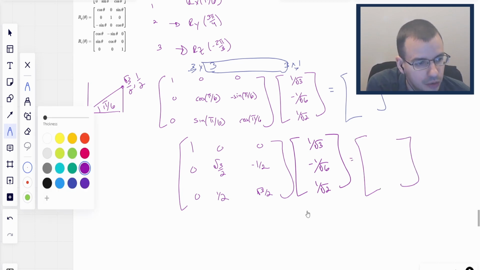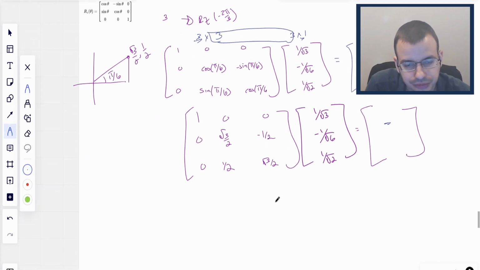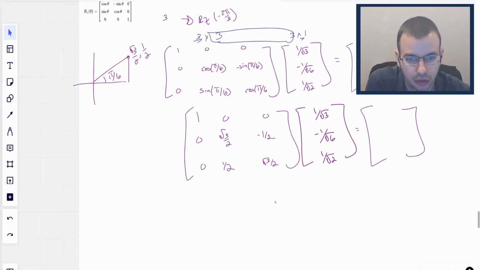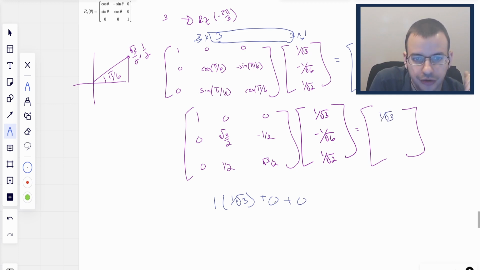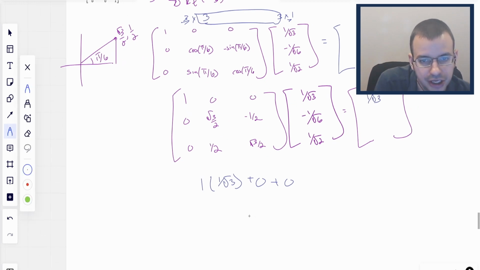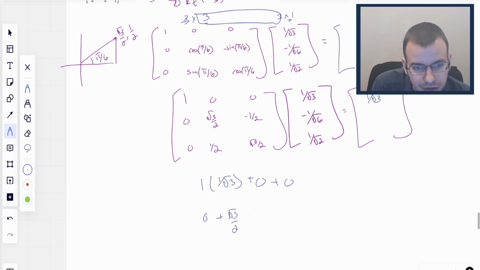All right, so now we're going to look at the first term. So it's going to be row times column. So 1 times 1 over square root of 3 plus 0 times 1 over square root of 6 plus 0 times 1 over square root of 2. So we're going to have 1 over square root of 3. Okay, seems reasonable. Next one, we're going to have 0 times 1 over square root of 3 plus square root of 3 over 2 times negative 1 over square root of 6 plus negative 1 over 2 times 1 over square root of 2.